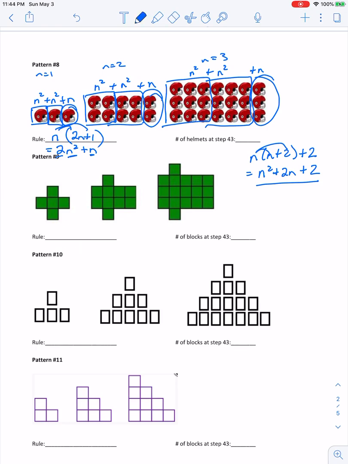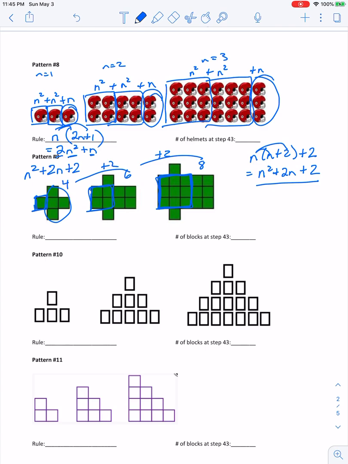All right, so here is 1 squared. Here is 2 squared. Here is 3 squared. So there's my n squared. And then I'm left with 4, or I'm left with 6, or I'm left with 8. And 4, 6, and 8 is a linear pattern going up by 2 each time. So that is plus 2n plus 2.